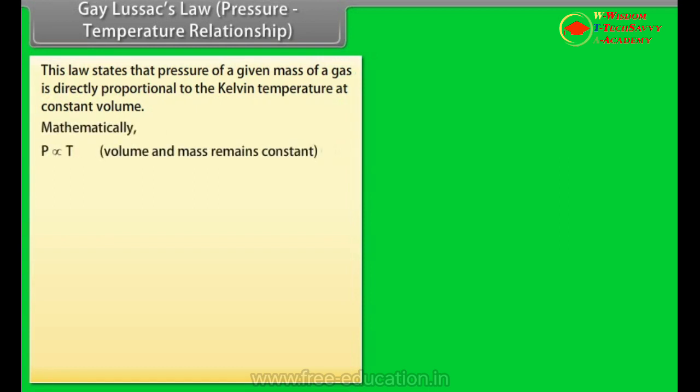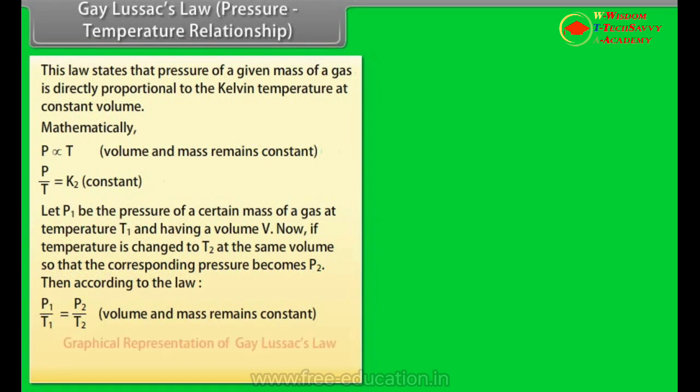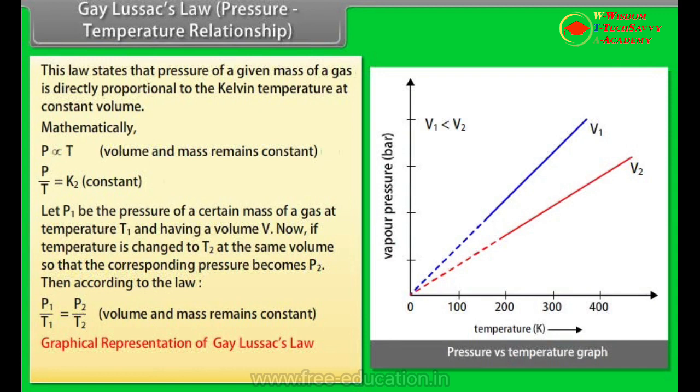Mathematically, pressure is directly proportional to temperature at constant volume and mass. P by T is equal to K2. Let P1 be the pressure of a certain mass of a gas at temperature T1 and having a volume V. Now, if temperature is changed to T2 at the same volume so that the corresponding pressure becomes P2, then according to the law, P1 by T1 is equal to P2 by T2. Volume and mass remain constant. Graphical representation of Gay-Lussac's law. Each line of this graph is called an isochore.